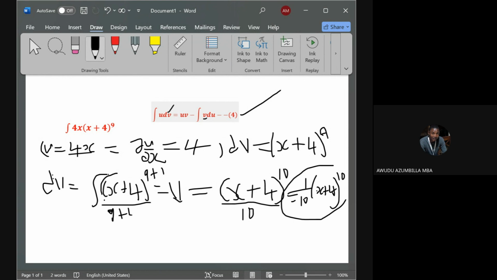So we integrate the dv to get the value of v. Okay, so we have the value of v, we have our u. Remember that the function is the value of u multiplied by v, subtracting the integral of v du. So we are now done with the values. The next thing is to do the substitution. Let's do the substitution now.